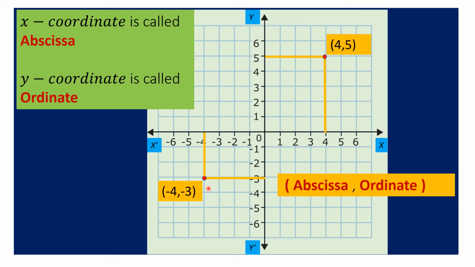Likewise, the position of this point is what? First, you write the x-axis. So minus 4 is on the x-axis. It's minus 4 distance. So minus 4. And on the y-axis, it is at a minus 3 distance. So minus 3 is the ordinate, right? So that is how you represent it. First, you write the abscissa and then you write the ordinate, okay?